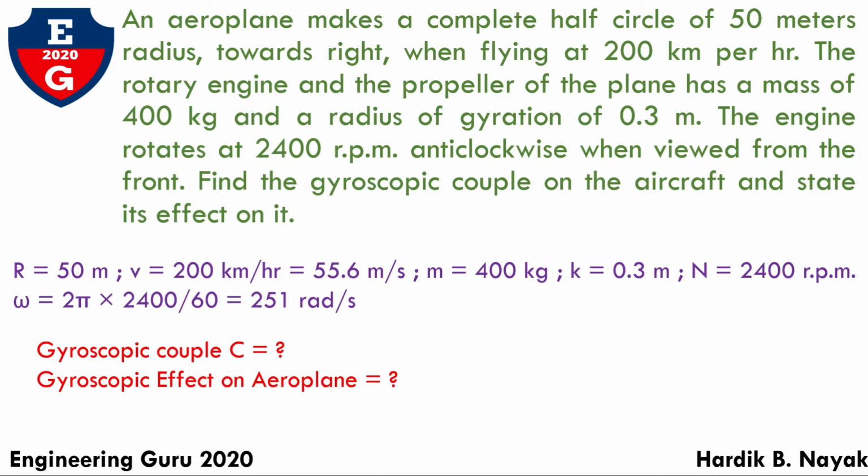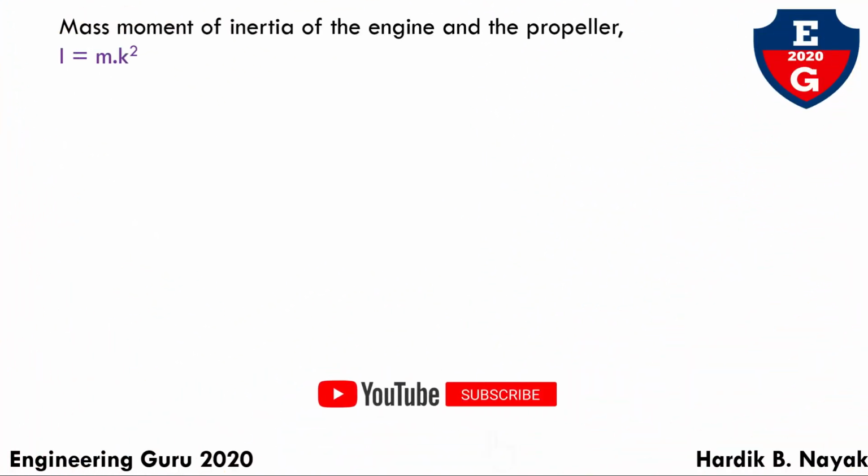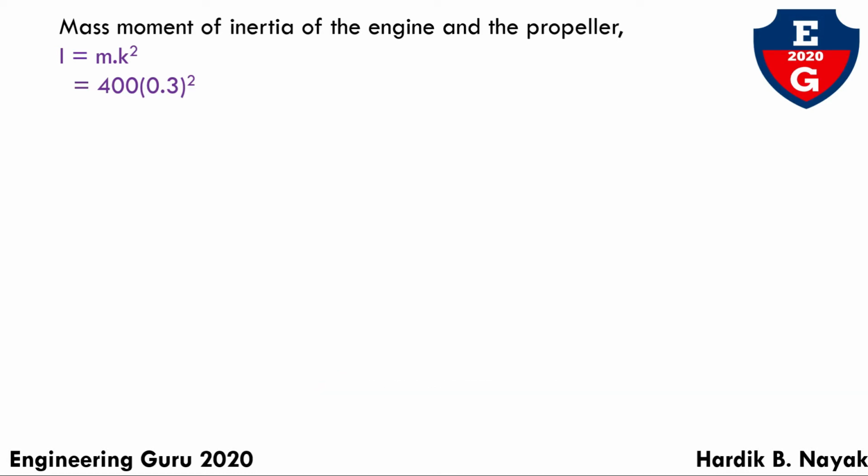Gyroscopic couple acting on the aircraft, C equal to I omega omega P, means we have to find I, the mass moment of inertia, and omega P. So first find the mass moment of inertia, then the angular velocity of the precession. From this we can find the gyroscopic couple. Here the mass moment of inertia of the engine and propeller, I equal to m into k square. So we have the m value and k value. From this we can find I equal to 36 kg meter square.